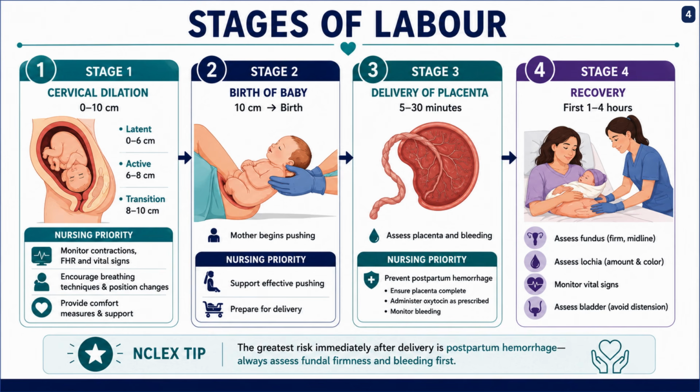Stage 3 starts immediately after the baby is delivered and ends with the delivery of the placenta, usually 5 to 30 minutes. The nurse assesses the placenta to ensure it is intact. The nurse should monitor maternal bleeding and administers oxytocin as prescribed to promote uterine contraction and reduce the risk of hemorrhage. Stage 4 is the immediate recovery period, lasting approximately 1 to 4 hours after birth.